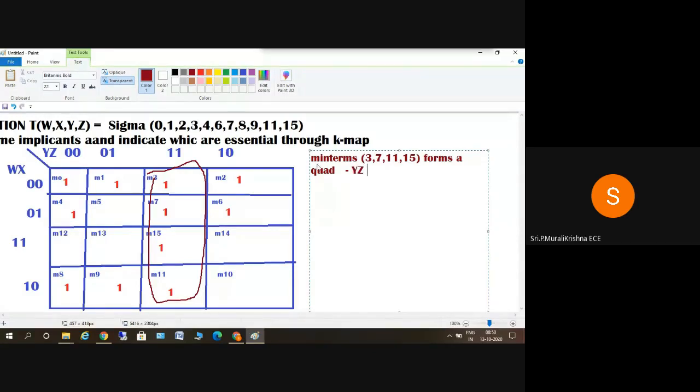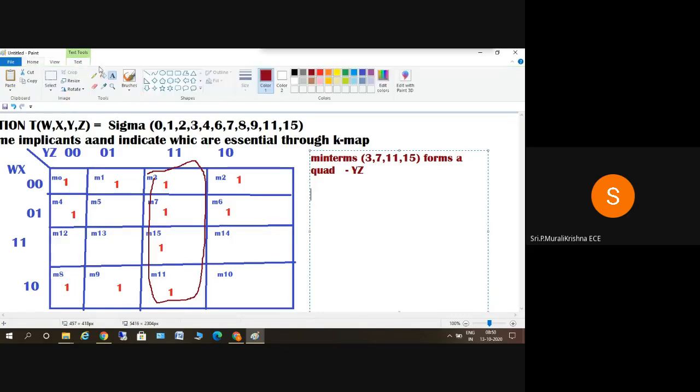So this is one prime implicant. This is the first prime implicant. I told you the definition of prime implicant, right? The product term obtained by grouping the maximum number of adjacent squares. So that is the first prime implicant, and coming to the second one.